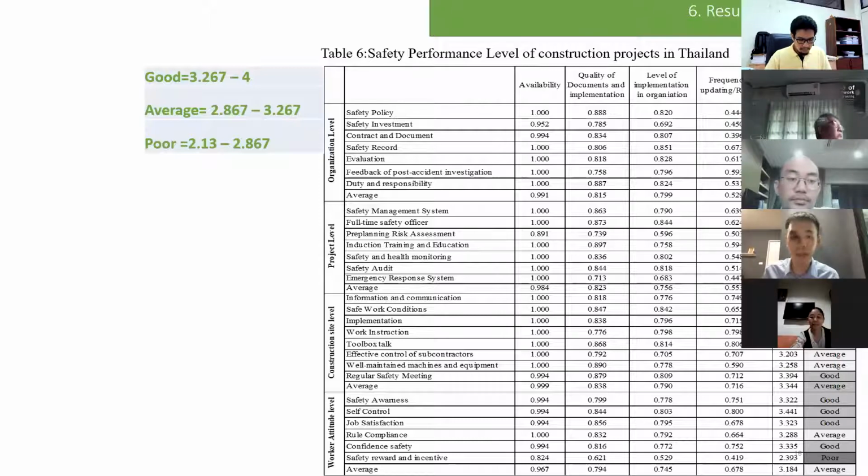And at the project level, the preventive risk assessment is at a poor level, and the emergency response system is also at a poor level. At the construction site level, effective control of subcontractors and well-maintained machines are average, while the rest are at a good level of performance. And for the worker attitude level, we can see the safety reward and incentive is only 2.39, which is at a poor level.